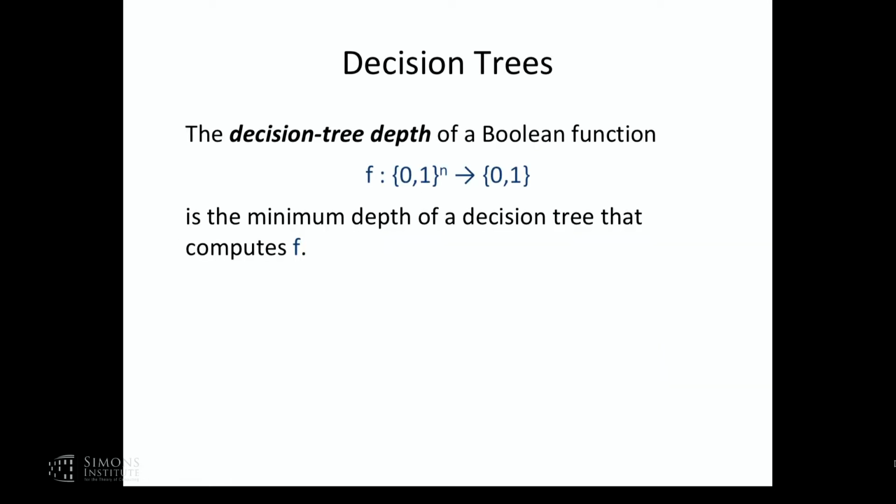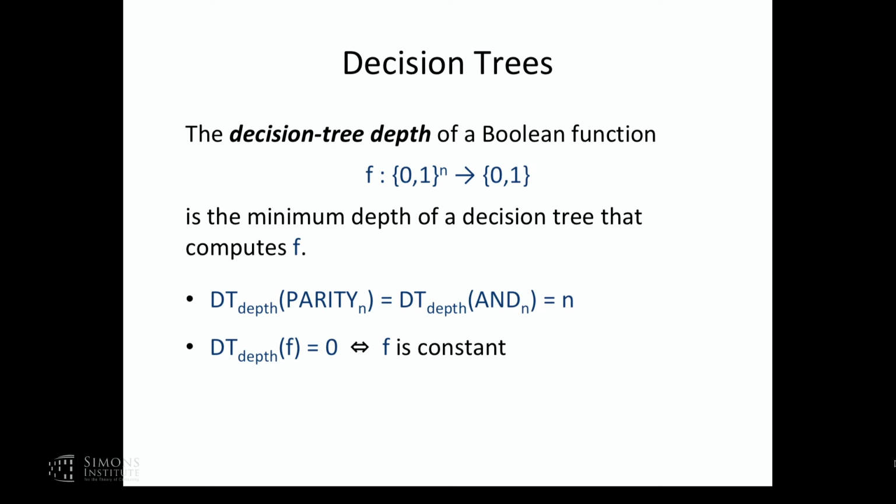So the decision tree depth of a Boolean function is simply the minimum depth of a decision tree which computes that function. So for example, the decision tree depth of the parity function, as well as of the n-variable AND function, is n. And having decision tree depth 0 is equivalent to being a constant function.